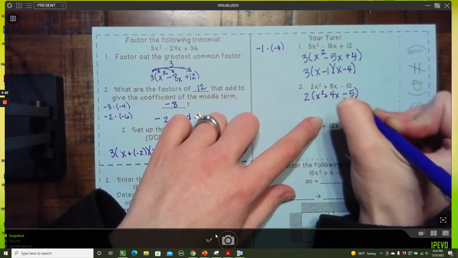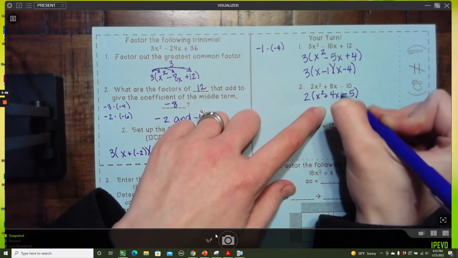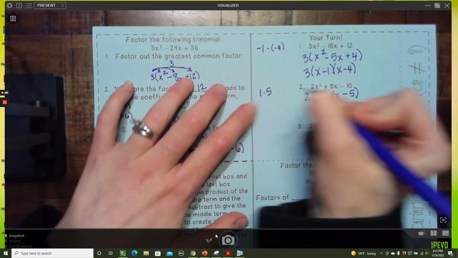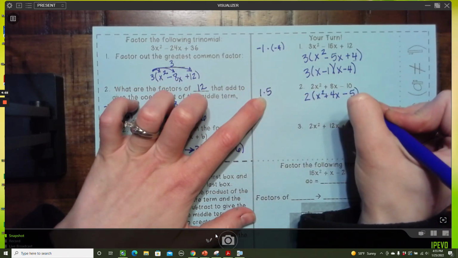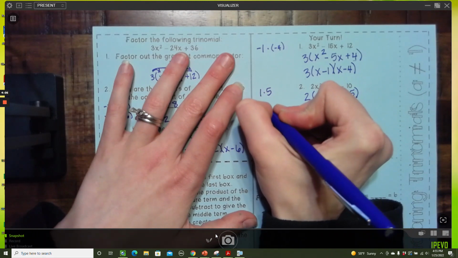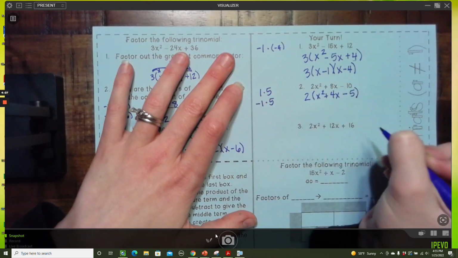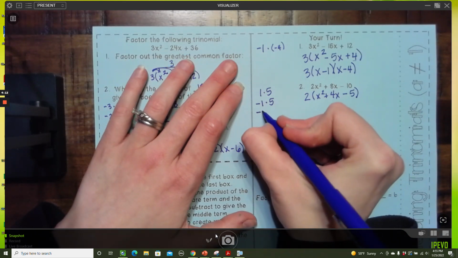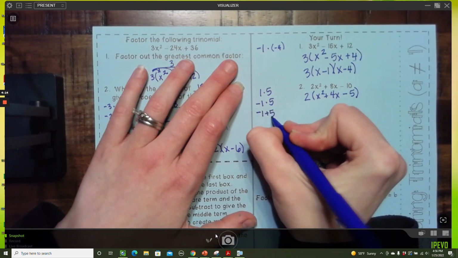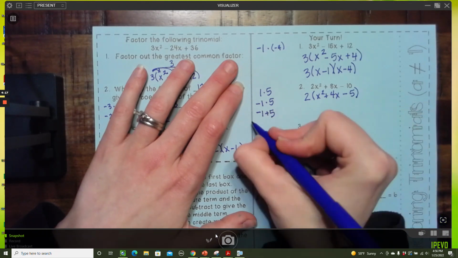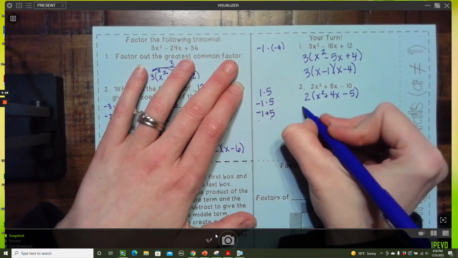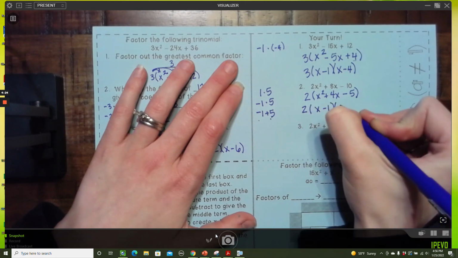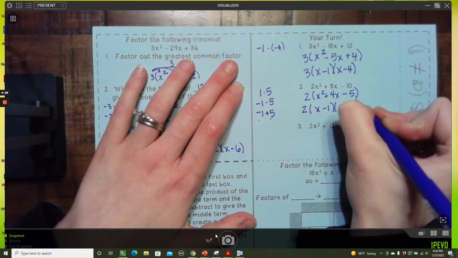Now, two numbers that multiply to give me a negative 5 but will add to 4. I'm instantly going to go to 1 times 5, but 1 times 5 doesn't give me a negative 5. So if we do negative 1 times a positive 5, that gives me a negative 5. And then if I add them, negative 1 plus 5, I get a positive 4. So those are my two factors. So I have 2, and then x minus 1, and then x plus 5.